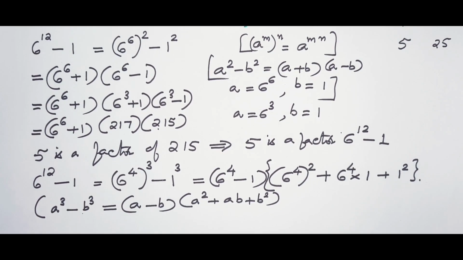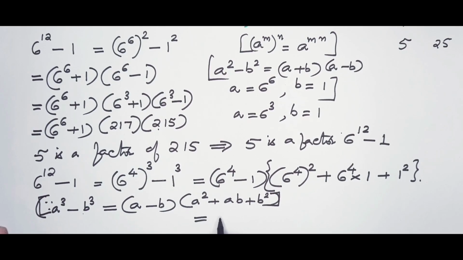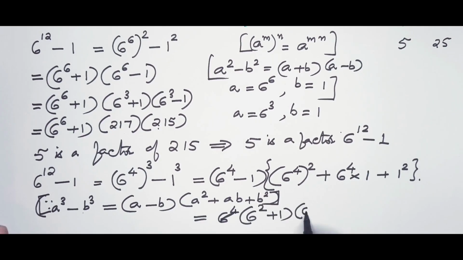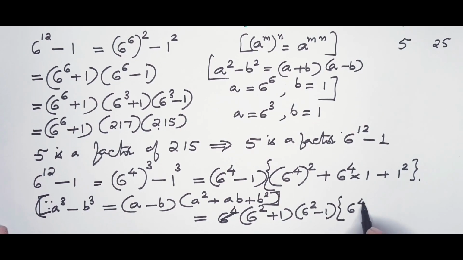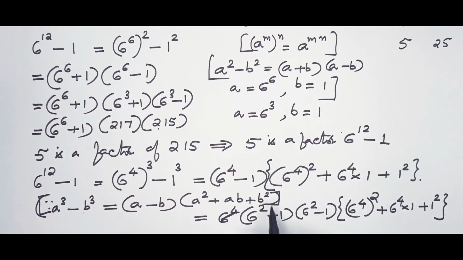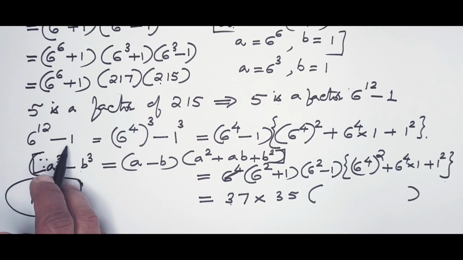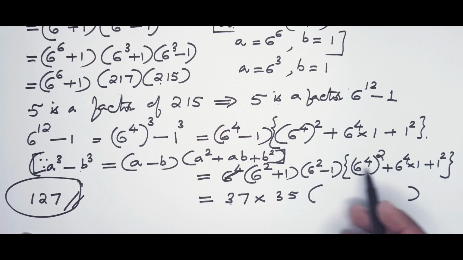Now let me simplify this again. 6 to the power of 4 minus 1, I can write like this: (6 to the power of 2) squared minus 1. And the second expression I'm just writing as it is, because that's not going to help us answer this question. Now look at this. This of course comes from a squared minus b squared, where a is 6 to the power of 2 and b is 1. We got the given numerical expression factorized into three factors.